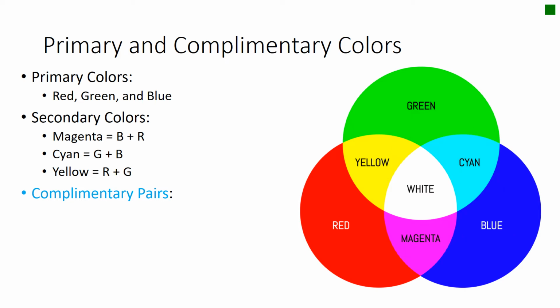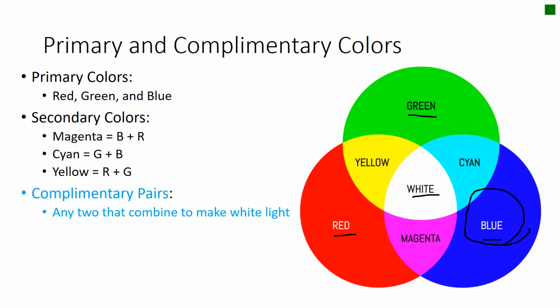Complementary pairs, by definition from the textbook, this is also in your reading note quiz, are any two colors of light that combine to make white light. So typically you would need all three. You'd need your three primaries in order to make white light. Right here in the middle, if you want to make a pair that makes white light, you need a primary color and the opposite secondary color. So if you had blue and yellow, since yellow is made up of both green and red, then you could make white light when they overlap.